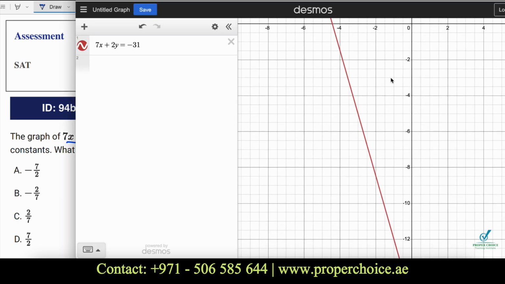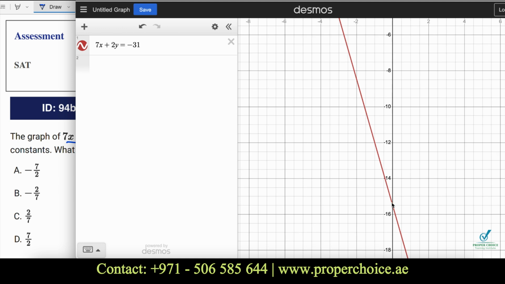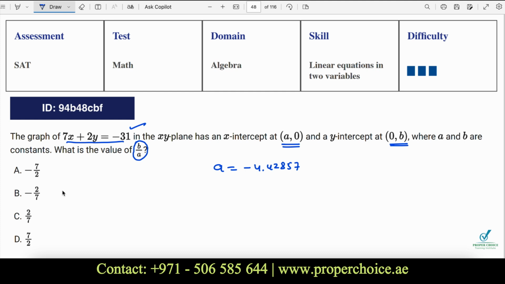The y-intercept is the point where the graph crosses the y-axis. Here it is, so that is minus 15.5. For the y-intercept the value of x should be 0, and for the x-intercept the value of y should be 0. So the b value we got is minus 15.5. Now what is the value of b divided by a? So b by a is minus 15.5 divided by minus 4.42857. Put it in the calculator for sure.